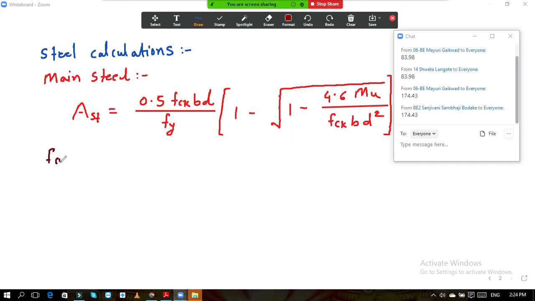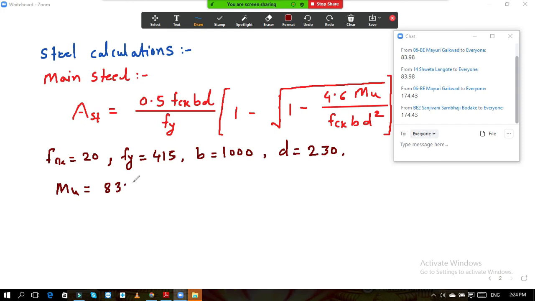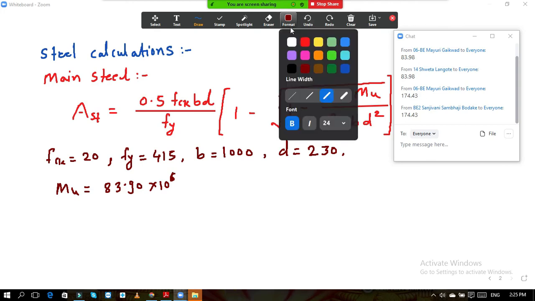What is the value of FCK? FCK is 20. Then what is the value of Fy? Fy is 415. What is the value of B? B is 1000. What is the value of D? Our effective depth. What was our effective depth? I think it is round about 230. Check what effective depth we have taken. Mu, just now we have found out the value of Mu, 83.90 into 10 raised to 6 in Newton mm. Okay. So if you put all these values over here, you will get the value of AST.